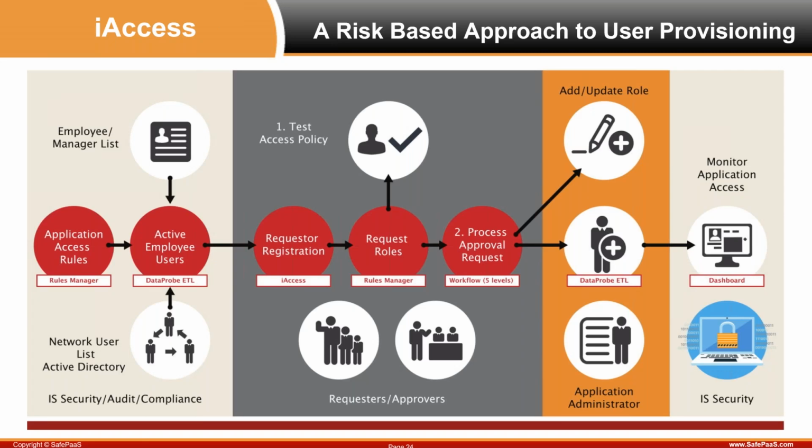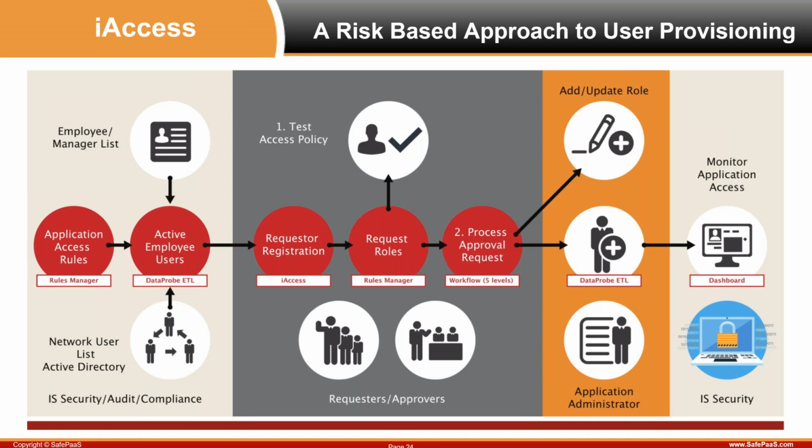So if you look at the first swim lane, that's where that's identified. And those rules can come from our catalog that we have. Also, if you have some custom rules that you need to include, those are very easily added. And also, you need to have your active employee users. And so you have to certify those users that are allowed access to the ERP.